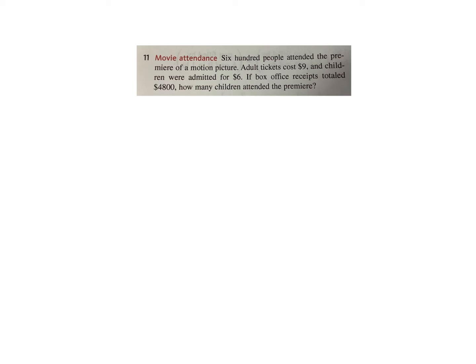Number 11, movie attendance. 600 people attend the premiere of a motion picture. Adult tickets are $9. So I'm just going to start writing as I'm reading so you can understand what I'm doing here. 9 times an adult. I don't know how many adults there are. And children were admitted for $6. So $6 per child.